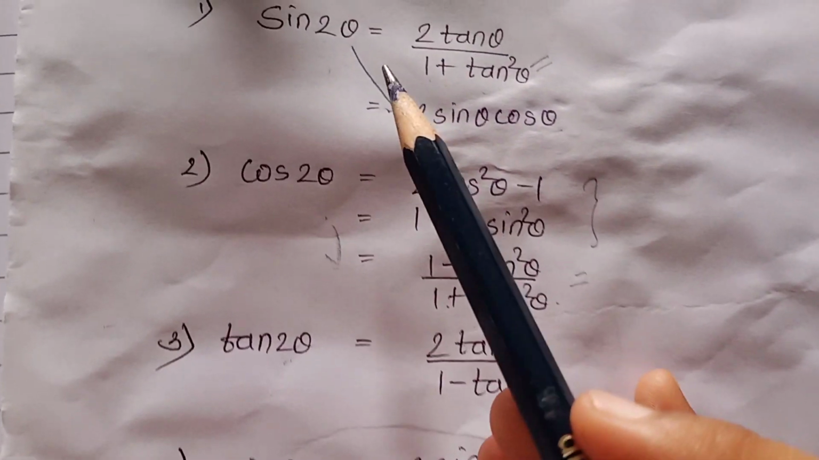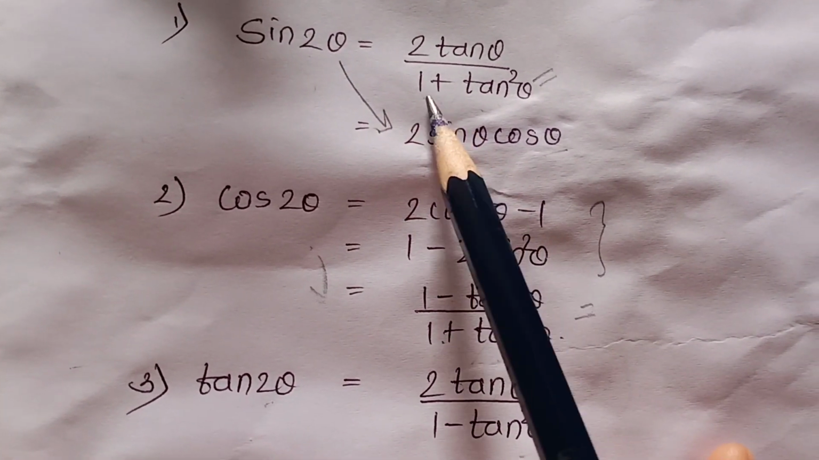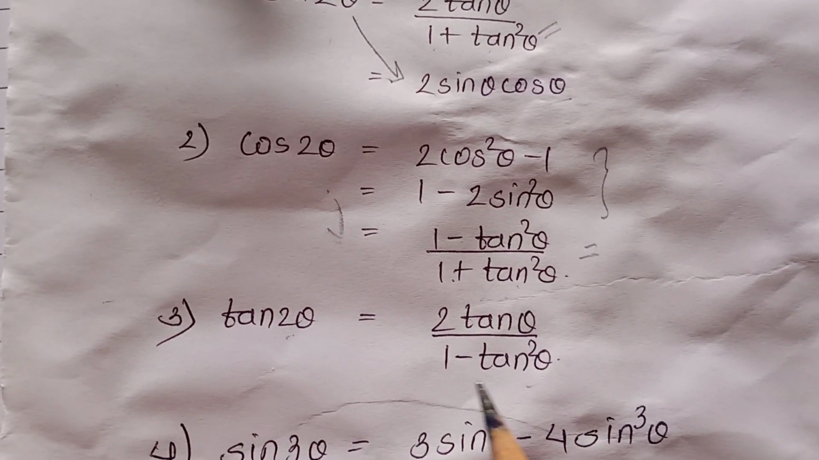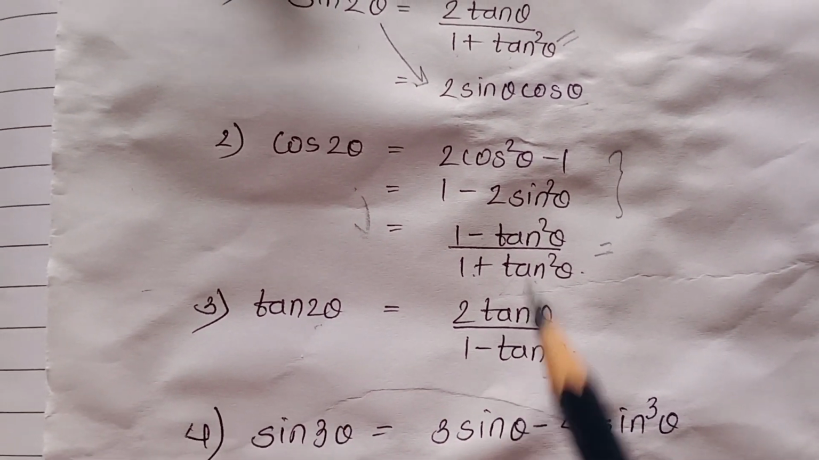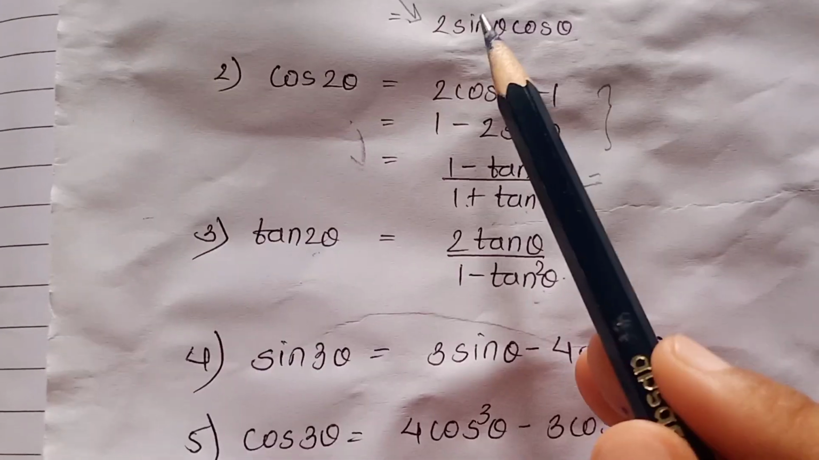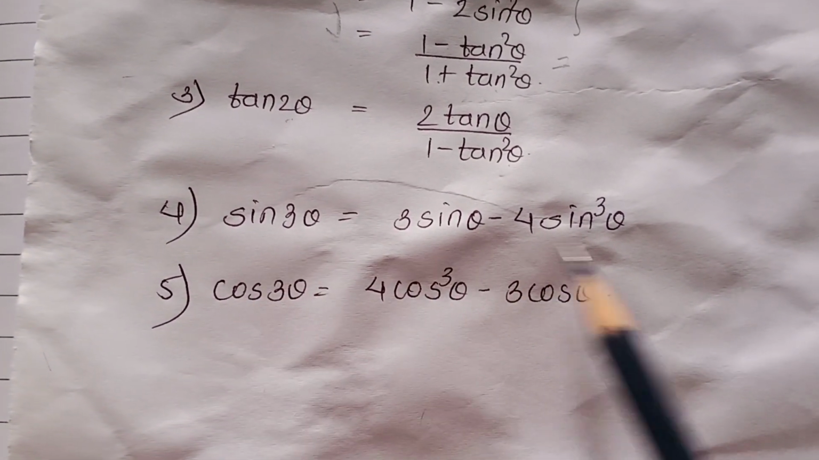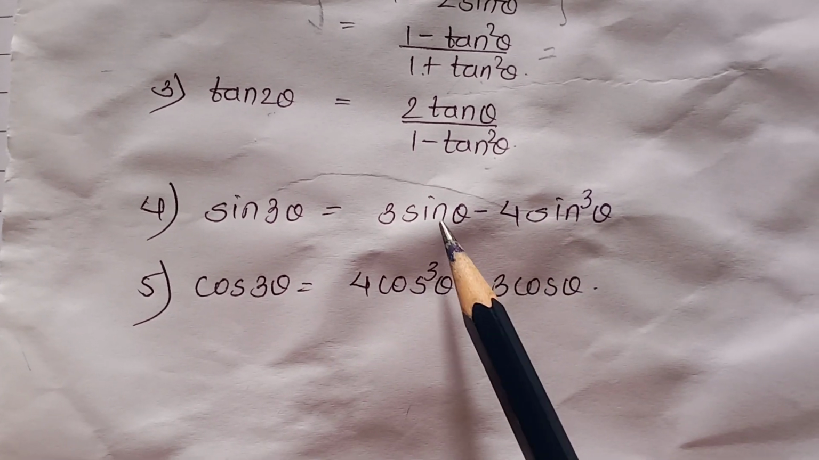So don't get confused. See, in sin 2 theta there is 1 plus tan square theta in the denominator, and in tan 2 theta there is 1 minus tan square theta in the denominator. So don't get confused with these two formulas. Okay. Now sometimes this will also come in examples in the form of x.